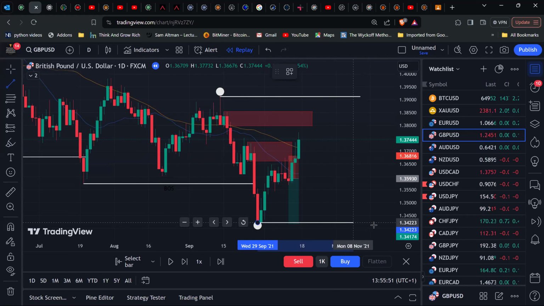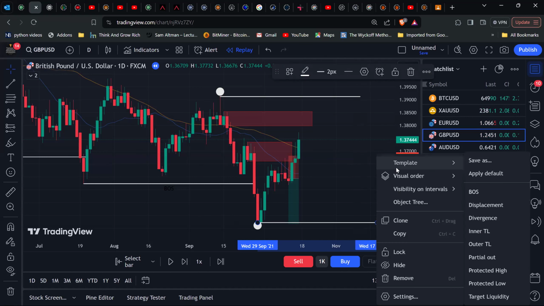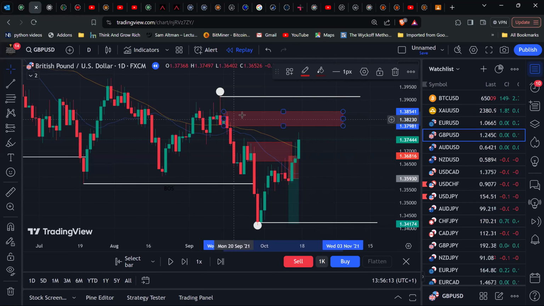Okay, so this is our liquidity targets. Let me adjust that. And this is our target. So this is our protected high, and these are our targets down here. Where's my target? Okay. Now, we also have this area. So anywhere within this area here, if price taps into it and we get a rejection, we are also good to look for sell opportunities.